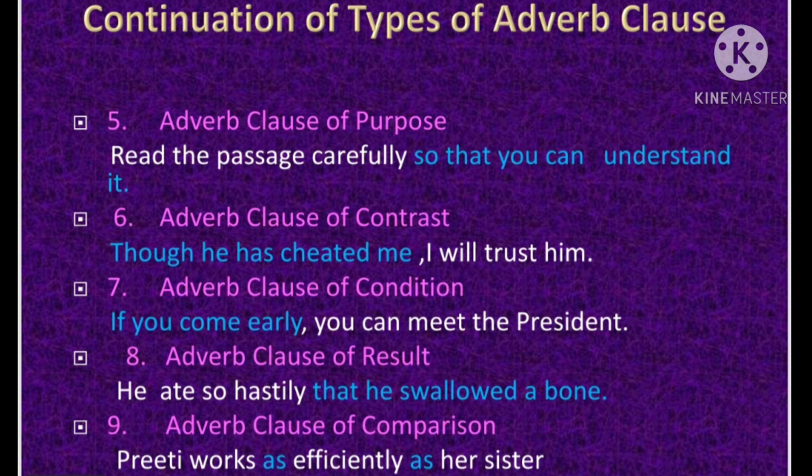So children, this way we studied all the types of adverbial clauses. We have studied that there are nine types of adverb clauses, and for the first three, adverb clause of time, place and manner, we need to ask the questions when, where and how. But for all the remaining types, we have to look at the subordinator that has been used in the subordinate clause.